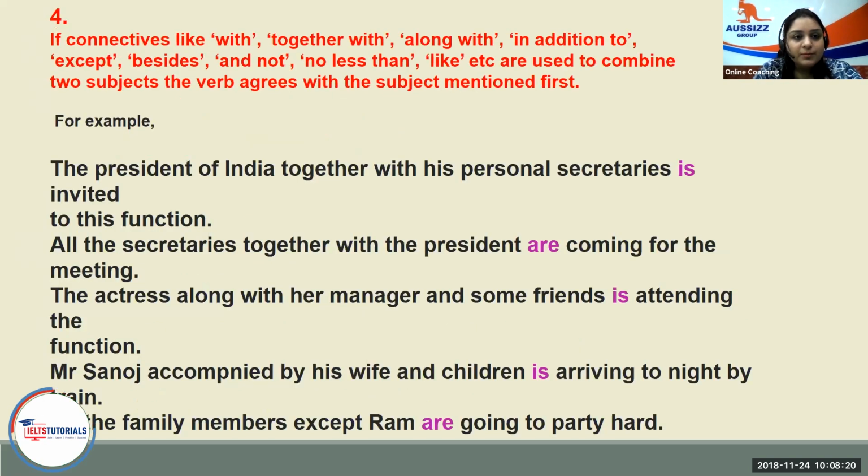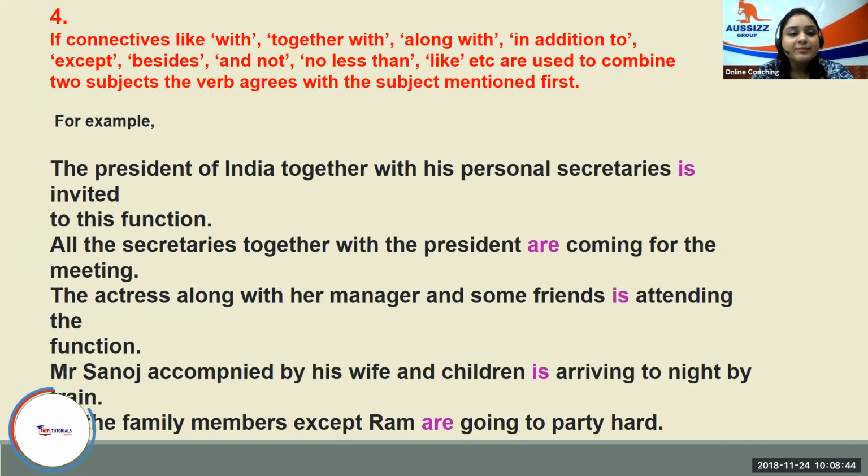Okay. Rule number 4. There are some connectors, as I talked earlier about the conjunctions. So these are part of conjunctions. If connectives like with, together with, along with, in addition to, except, besides, and not, no less than, like, are used to combine two subjects.